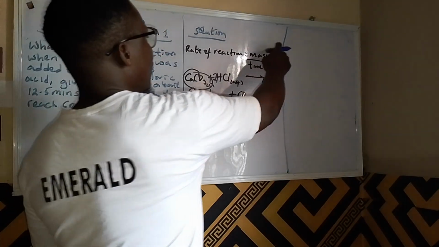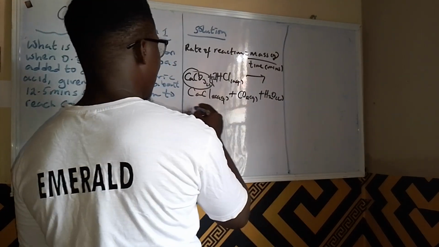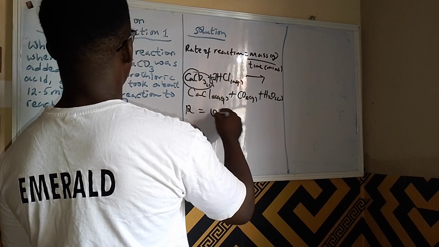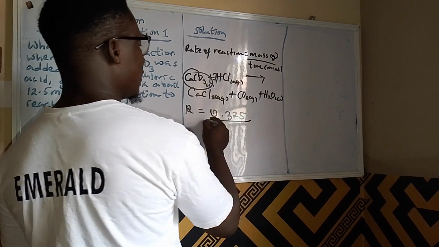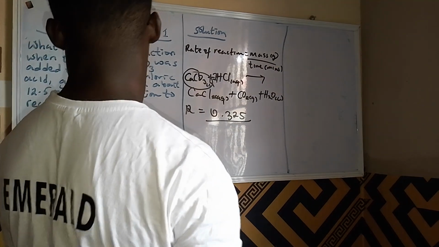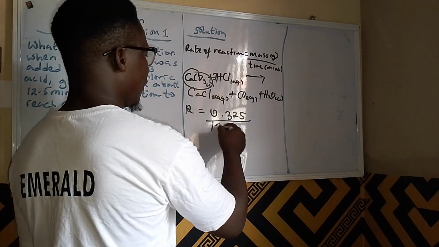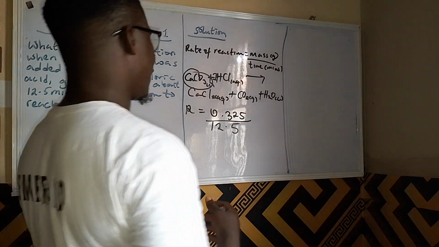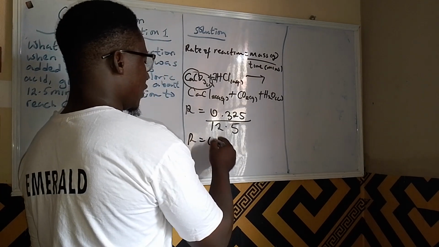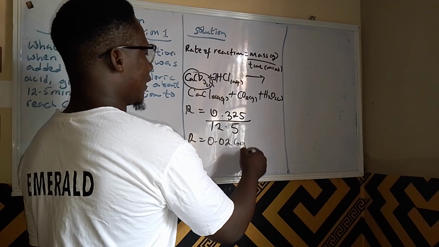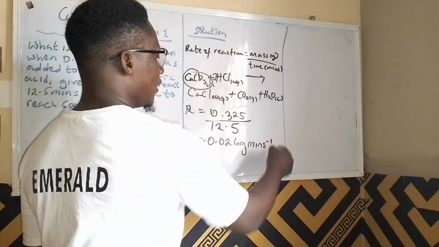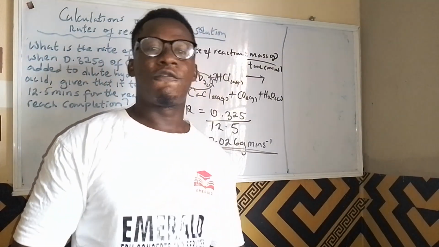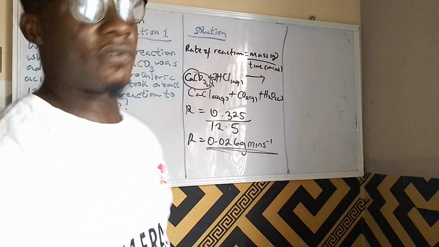So now the mass of the reactant is given as 0.325. So the rate of reaction therefore is equal to 0.325, which is the mass, over the time it took, which is 12.5. Therefore, we get 0.026 gram per minute. 0.026 gram per minute. This is the rate of reaction for the reactant in this equation.